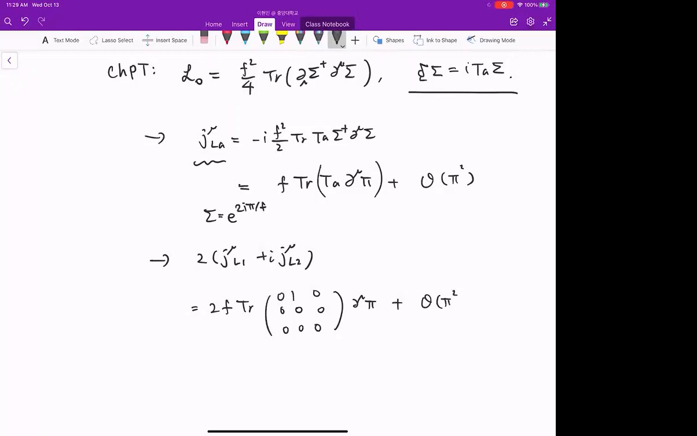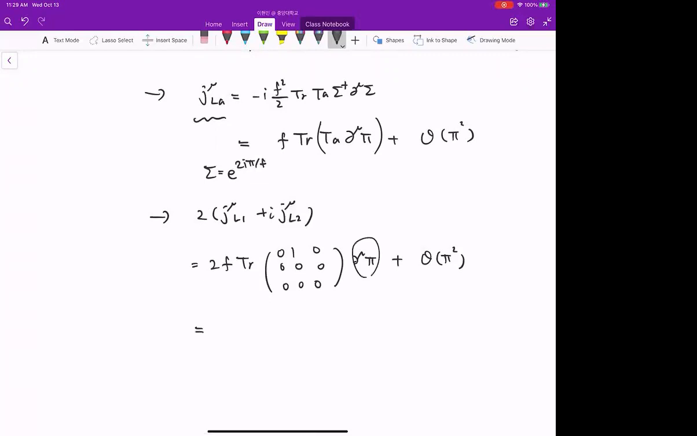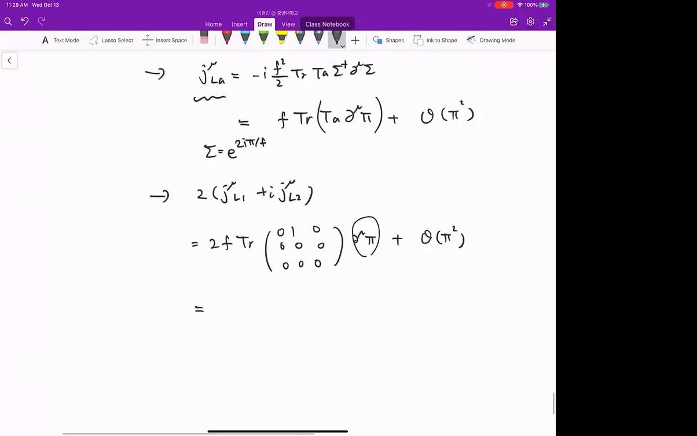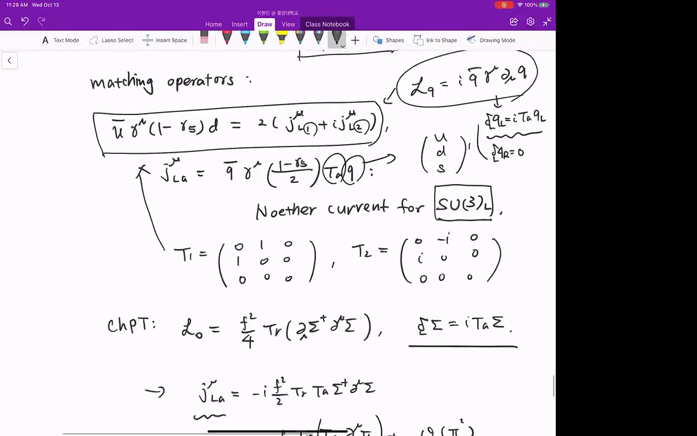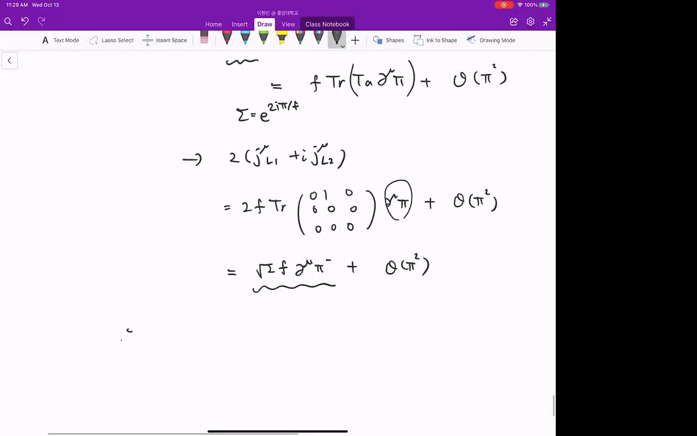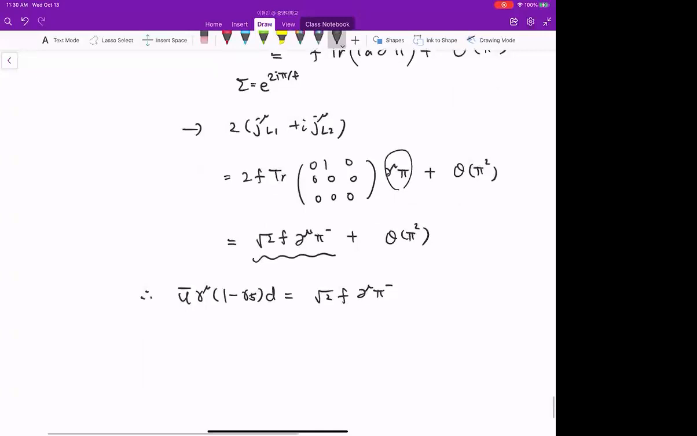Then you know the matrix form for pi, right? And then just do matrix multiplication. And then after that, you can get this result. So perfect. So then you see, if you go back to this one, you see, the same form, therefore u gamma mu (1 minus gamma 5) d equal to square root of 2 f times the derivative of pi. This is what I call the operator.